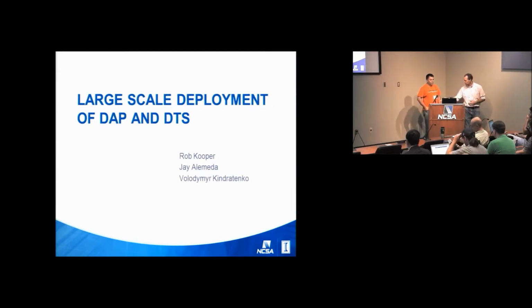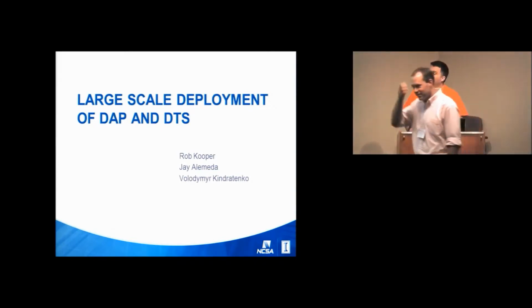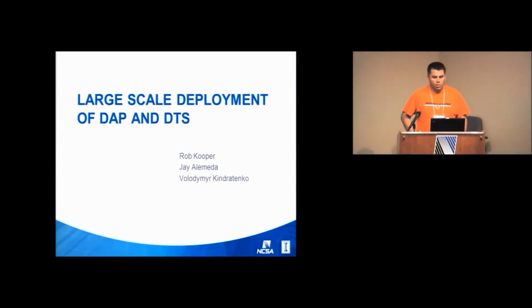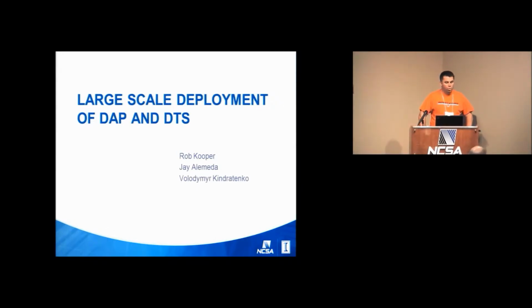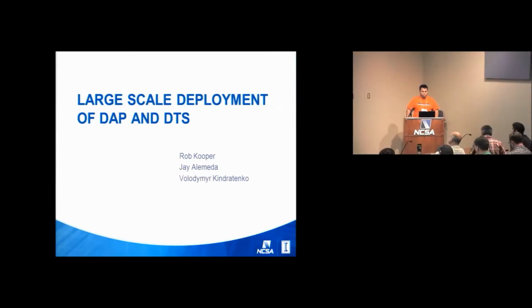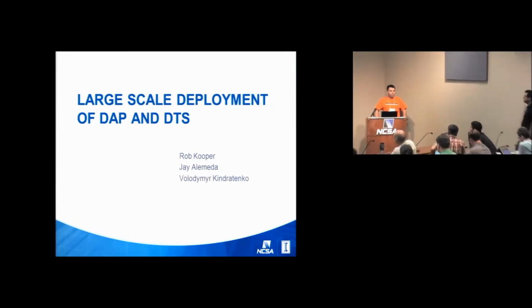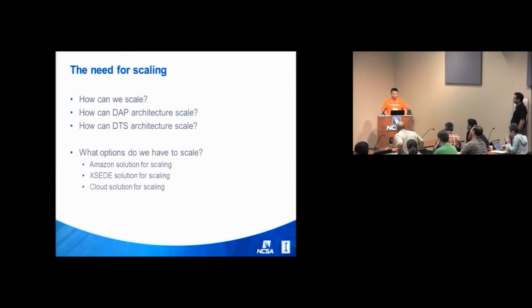Okay. Thank you. So my name is Rob Cooper. I work for the Brown Dog team at ISDA. I happen also to be the domain champion for data analytics for Exceed. Jay Alameda, standing there, will talk about Exceed, and Vlad will talk about some of the work done at NCSA that we plan on leveraging.